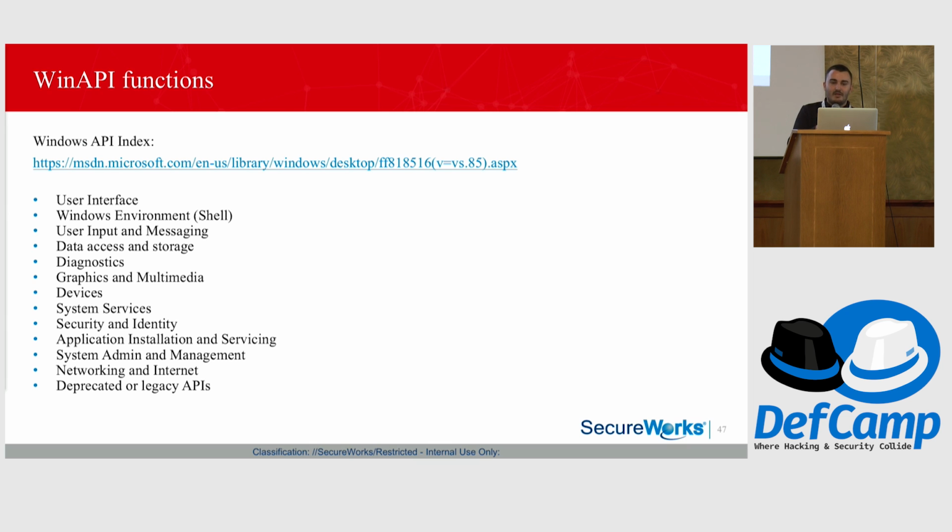If you are a beginner on Windows, you can find on that URL an index with all Windows API functions in categories. For example, for the user interface, for the shell, for graphics and multimedia, and so on. And you might find some useful functions right there. For example, there might be a function to execute WMI code or something more complicated than the basic stuff. So you might find that useful.